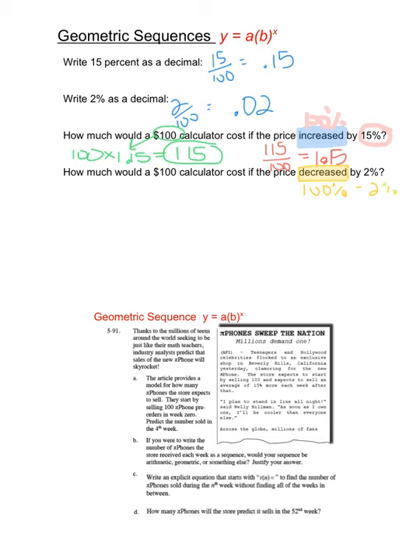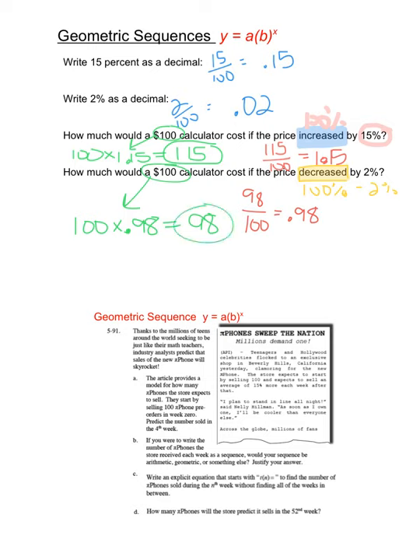So in my calculator, I'm doing 98% divided by 100%, and that is 0.98. A way to think of it is if you decrease by 2%, that means 98% is still remaining. So on my $100 calculator, I'm multiplying by 0.98 because 2% decreased, or I'm keeping 98%, 0.98. And my calculator now costs $98.